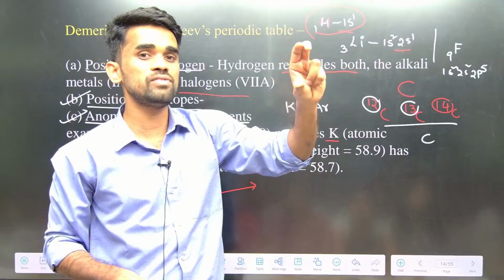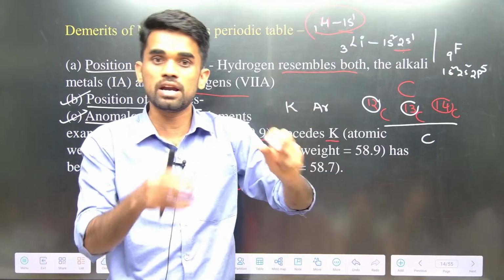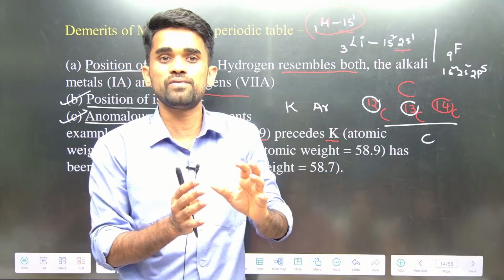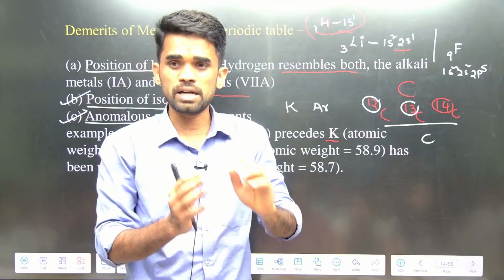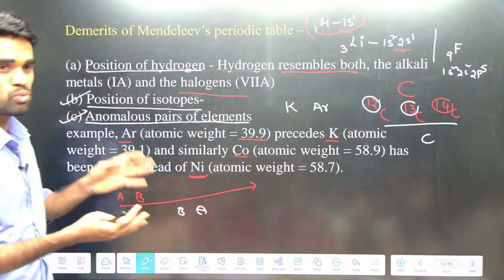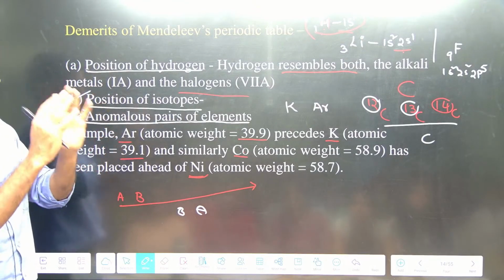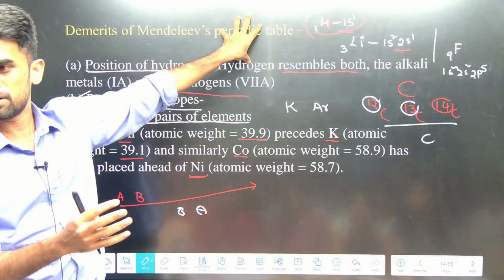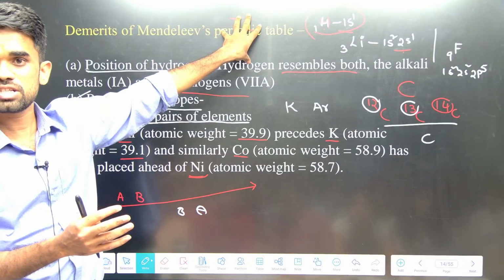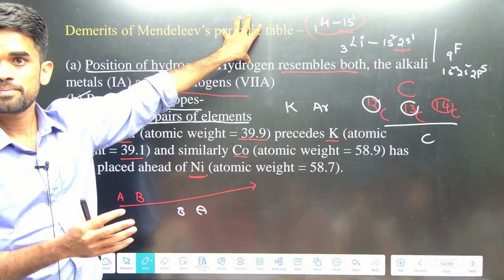That's why the position of hydrogen is not yet fixed. Even now there is no fixed position for hydrogen. But just for writing purposes, mostly you will see it placed with the first group elements. In the proper way, you should write it somewhere in the middle, because its position is not exactly defined. Is this clear?